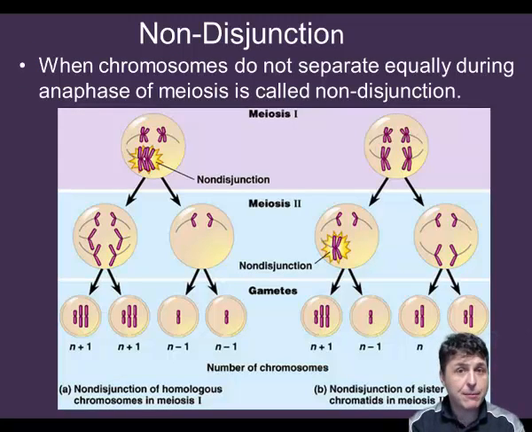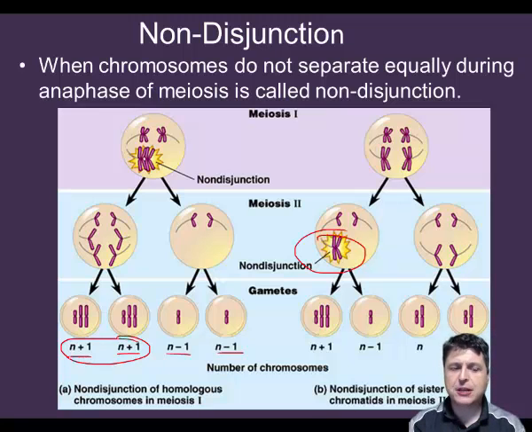An irregular number of chromosomes will occur as a result of non-disjunction. Non-disjunction occurs when the chromosomes don't separate equally during anaphase of meiosis. If the chromosomes don't separate equally during anaphase 1 of meiosis, none of the resultant gametes will have an appropriate number of chromosomes. All of them will either have too many or too few chromosomes.